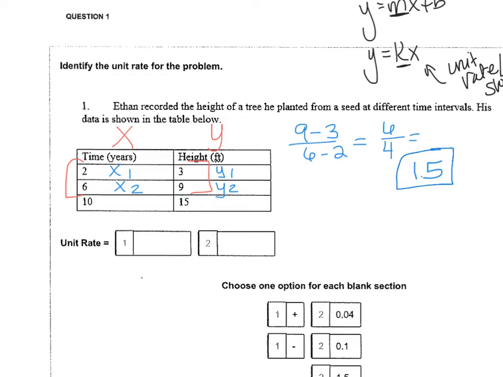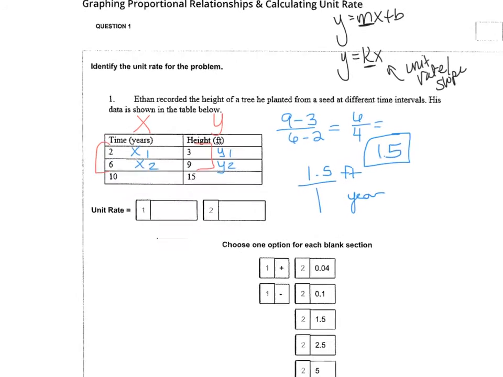Okay, and what that means is that's how much it's changing by. It's technically 1.5 over 1. Okay, so it's changing by 1.5 feet every 1 year. If you wanted to get technical, that's what it means.